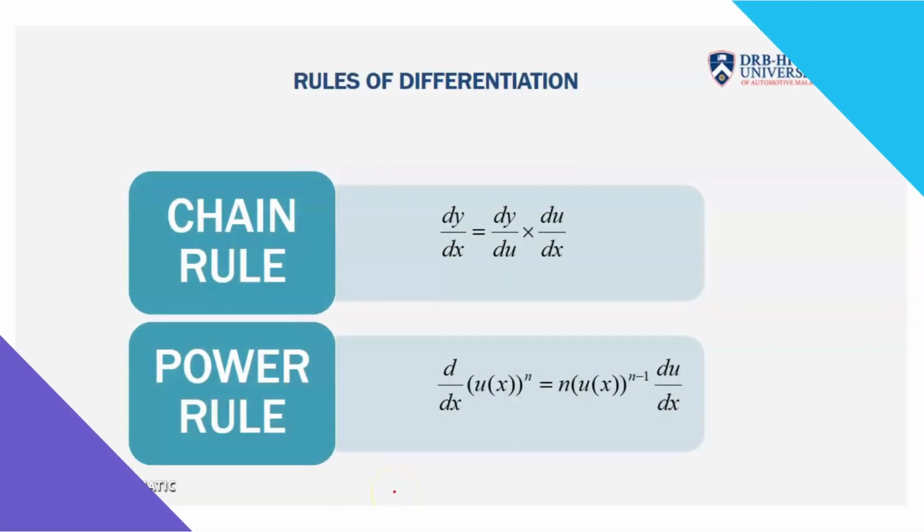Okay, extension to the rules of differentiation, we have two other rules, which are the chain rule and the power rule. Normally, we will use the chain rule in the application of derivative, which is rate of change. For the power rule, normally we can use the formula when the function involves a complex function or is in a square root form. Okay, let's take a look at an example of these particular rules.